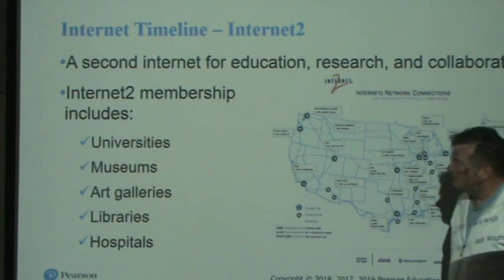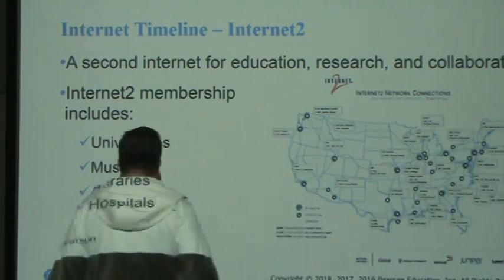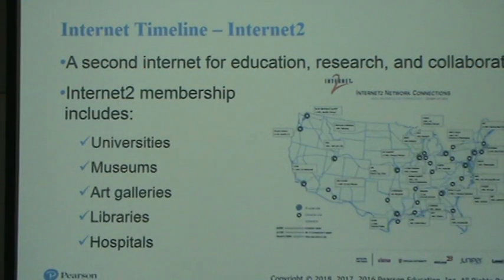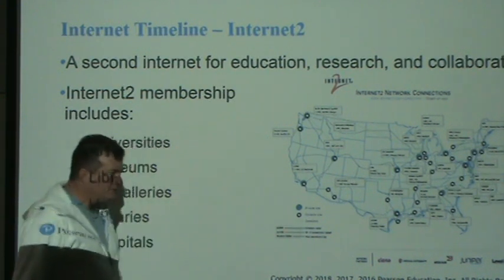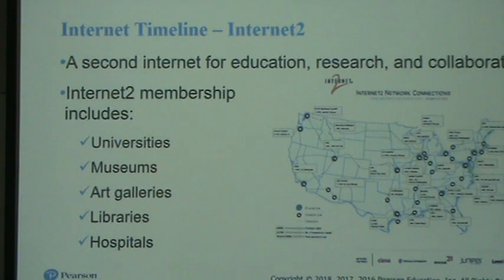Okay. So the second phase of the internet, Internet 2, had membership. The first one was originally geared for the military to use. And then the second one was meant for universities and anything related to education, which would include art galleries, museums, libraries, and hospitals. But they could also get data around very, very quickly.